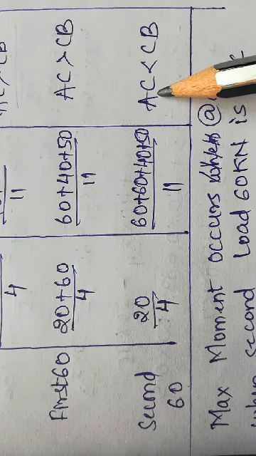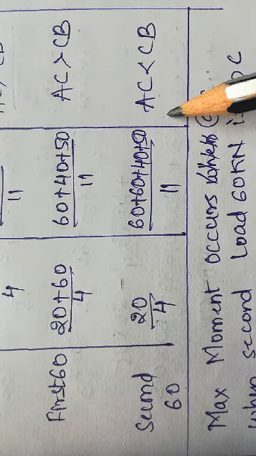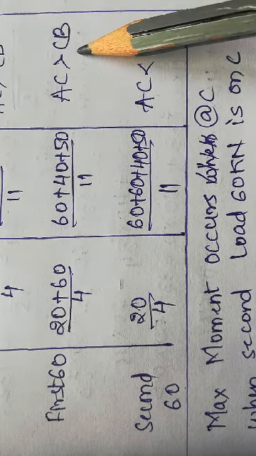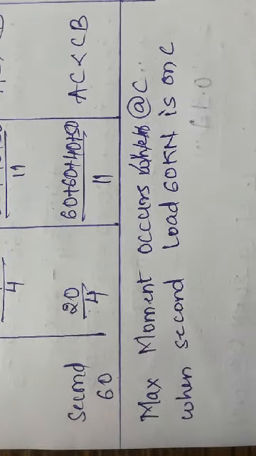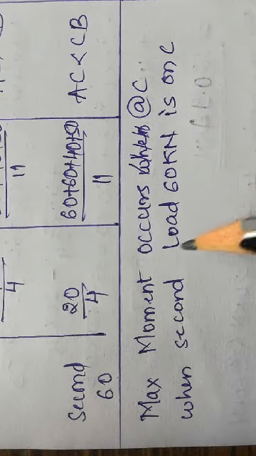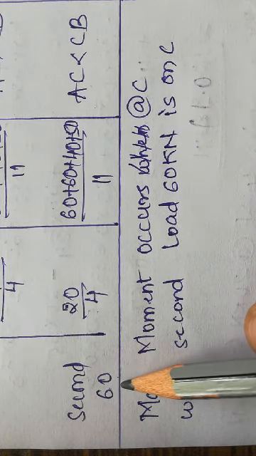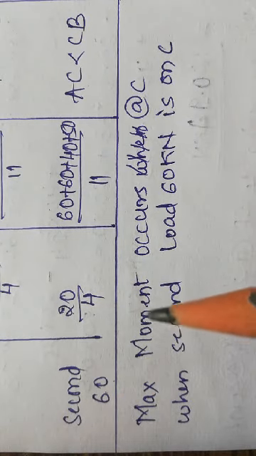Once we see that, after doing the calculation, we can come to the conclusion that AC section from heavier section has become the lighter section, and similarly CB, though it was lighter, became the heavier section. Now we come to the conclusion that maximum bending moment occurs when the second load of 60 kilonewton passes point C.